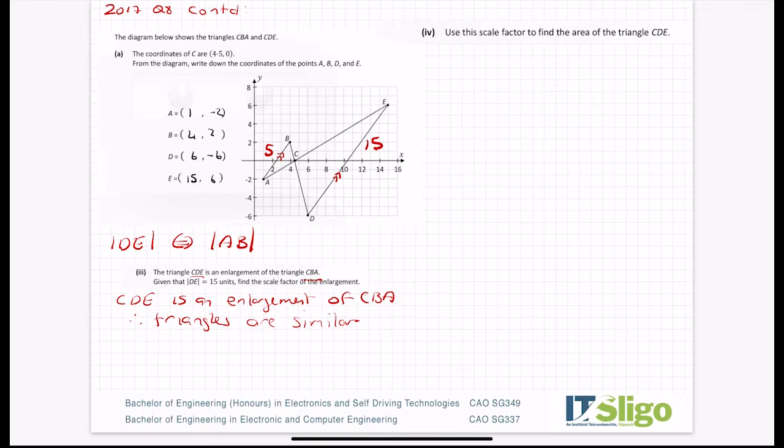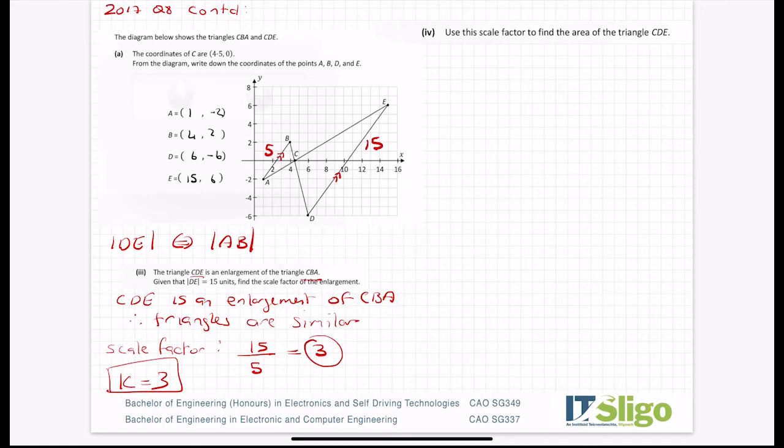So the scale factor then, how much times bigger is it? Is 15 over 3, which is 5. So it's 15 over 5. I was doing the sum in my head. 15 over 5, which is 3. So it's 3 times bigger, okay? And K is often the letter used for scale factor. Okay, use this scale factor to find the area of the triangle CDE.